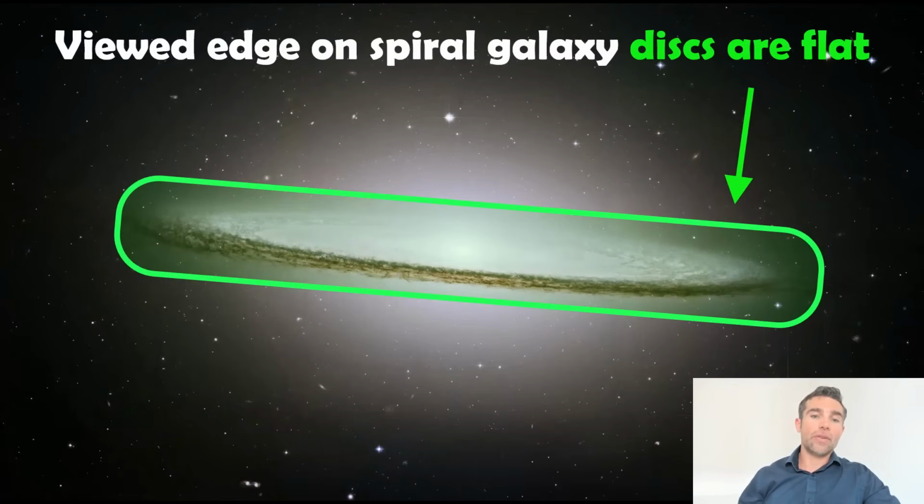Now, if you view a spiral disc-like galaxy edge on, the actual disc part is relatively flat, and that's true for barred spirals and your normal spiral galaxies. The disc component, so we're not looking at the central part this time, we're looking at the main disc of the galaxy. They're typically quite flat. So again, they're disc-like. An elliptical galaxy, that's not the case.